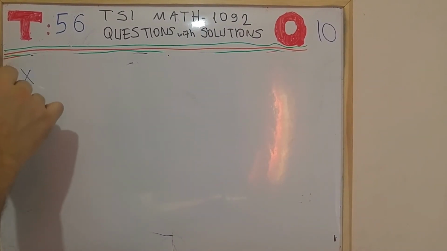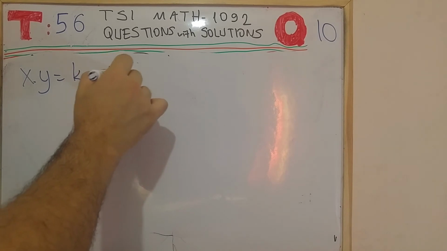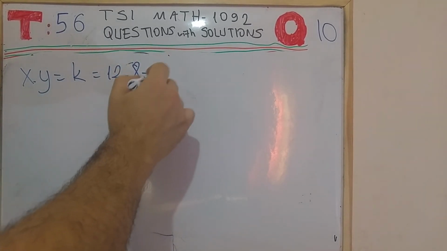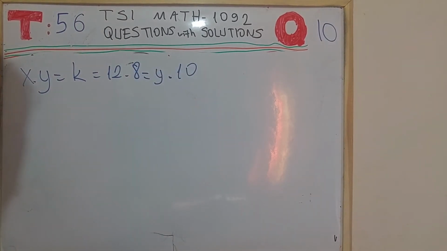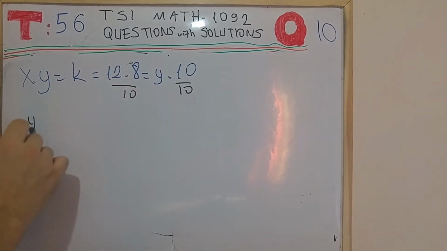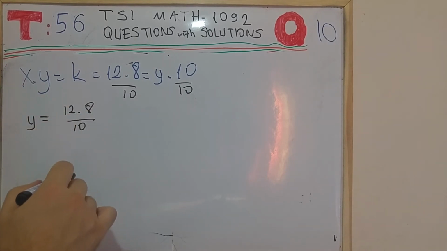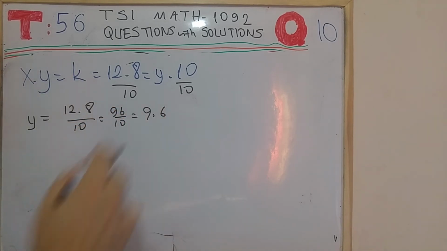x and y are inversely proportional, so their multiplication must be constant. And we know that x is equal to 8 and y is equal to 12 at some point, and we are supposed to calculate the y value when x is equal to 10. Therefore, what we need to do is just to divide each side by 10. So what I have is y is equal to 12 times 8 over 10, which is equal to 96 over 10, which is equal to 9.6.